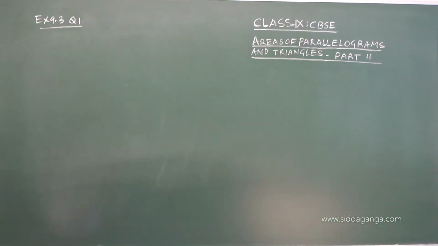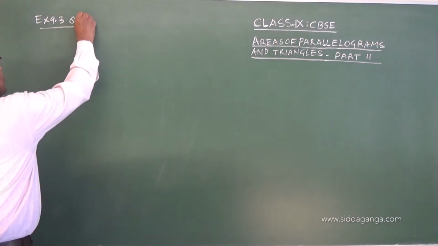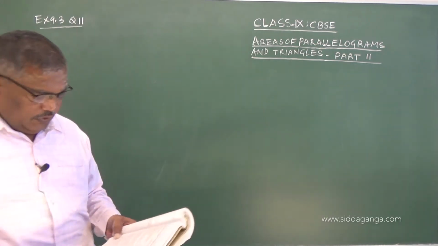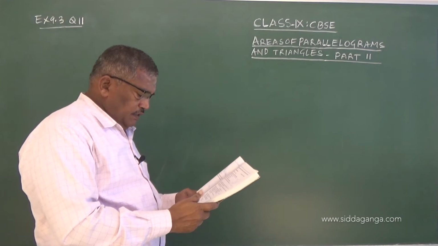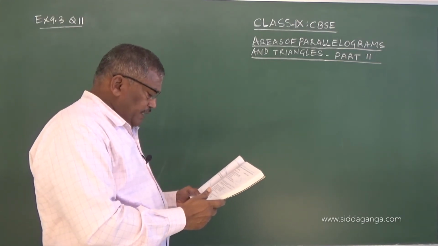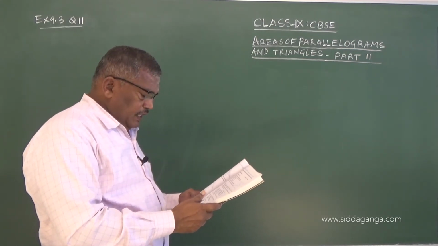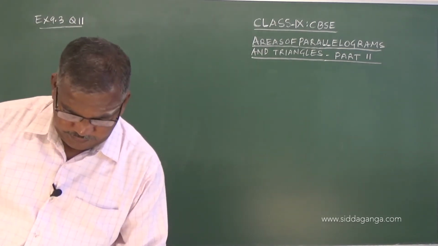Next question, question number 11. So, a ready figure is given. ABCDE is a pentagon. A line through. So, a pentagon is given. We shall draw the pentagon first.